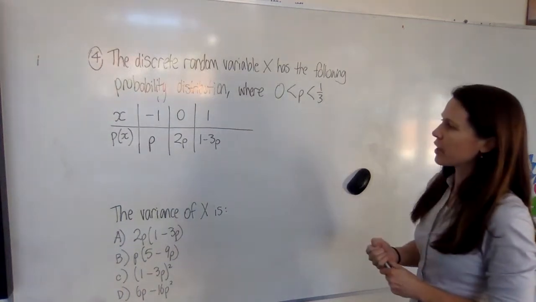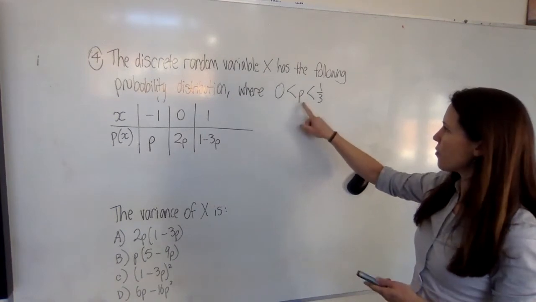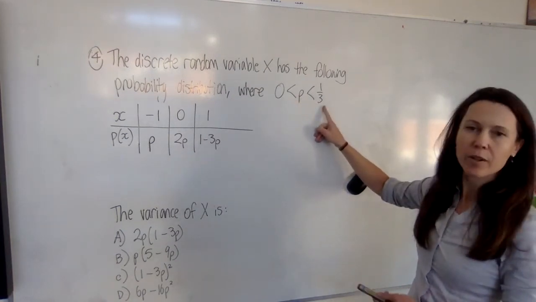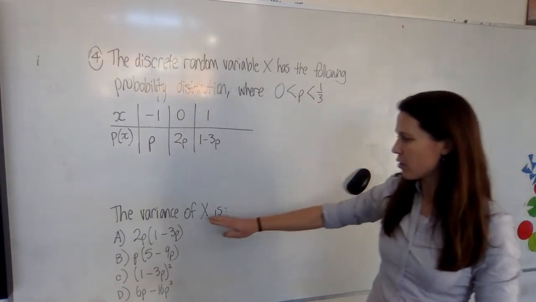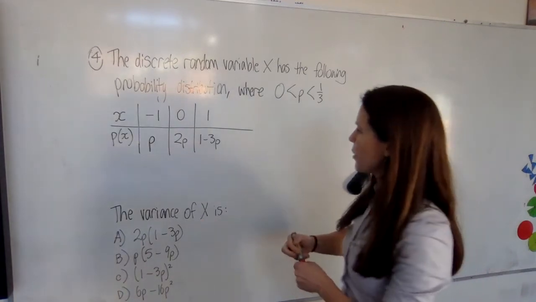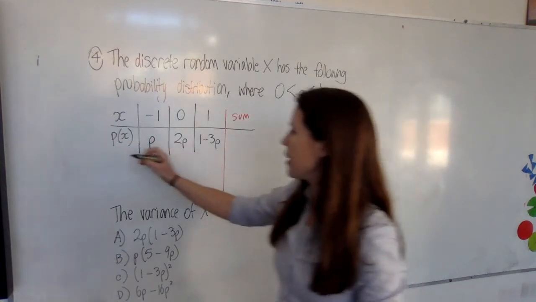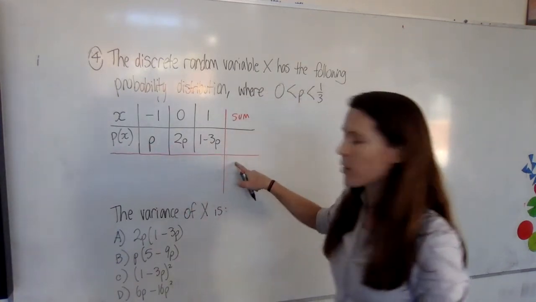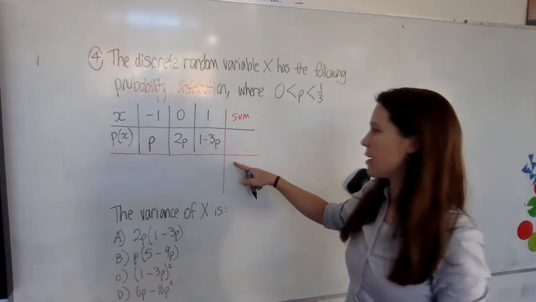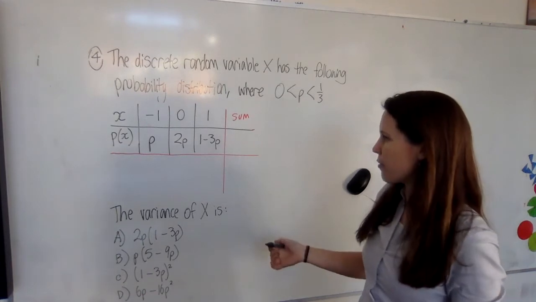Okay, for this question, we're given a probability distribution. We're told that the value of p lies between 0 and a third, and we're asked to find the variance of x. So, finding the variance, we're going to need some more rows and columns here. We need a sum column, and we need to first work out the expected value of x, and then decide if we're going to use formula 1 or formula 2 to find the variance.